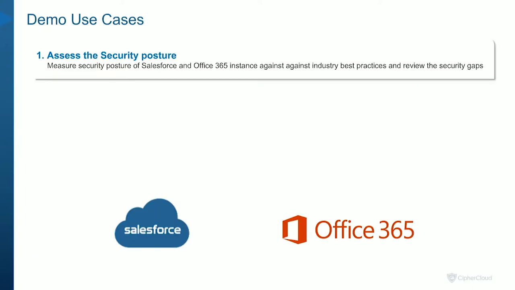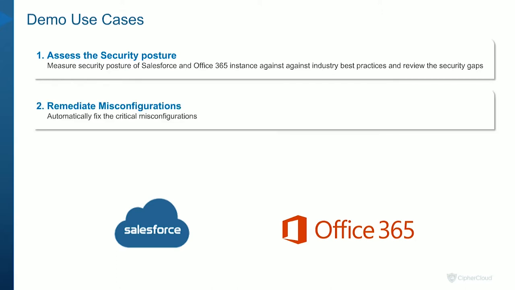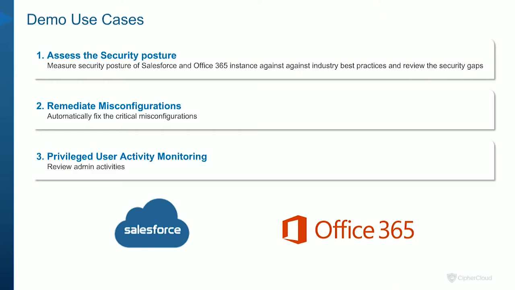So I have here a demonstration to illustrate a few use cases. The first one is to assess the security posture, right? Have that assessment run against a Salesforce or an Office 365 instance that you're subscribing to. And then remediate misconfigurations, right? The assessment is gonna understand if there are any misconfigurations and then be able to correct those. And then also monitor the user activity, right? How you can actually paint that single pane of glass with privileged user activity as well.